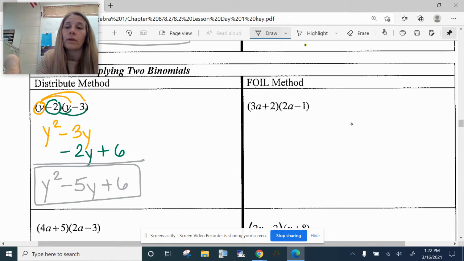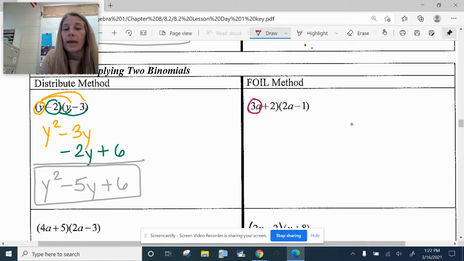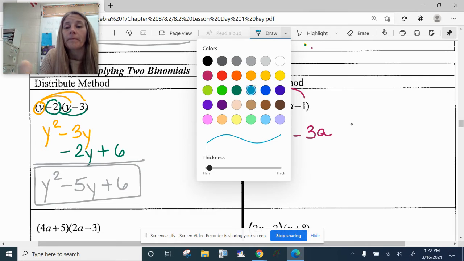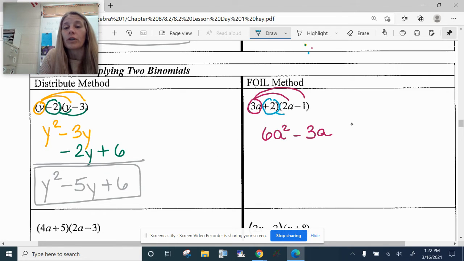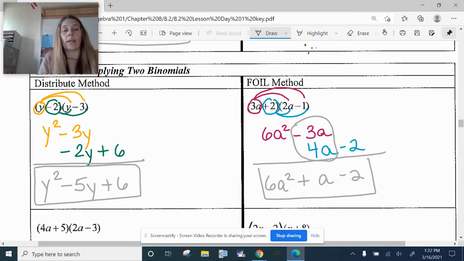Okay, and I'm just doing it whatever way you would like to do it. There's no method that you need to do. So here 3a times 2a would be 6a squared. 3a times negative 1 would be negative 3a. Then I'm going to distribute the 2. So 2 times 2a is positive 4a, and 2 times negative 1 is negative 2. And then we're going to combine any like terms. In this particular problem, we have these two like terms in the middle, which gives us positive 1a. So that is our answer.